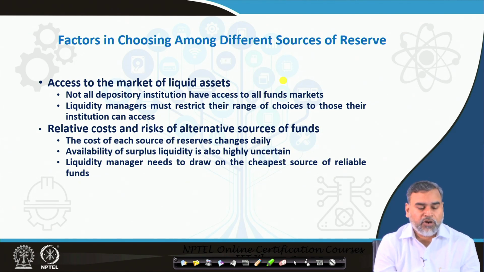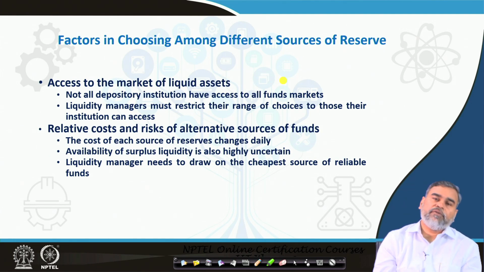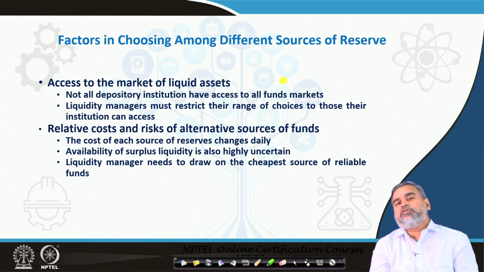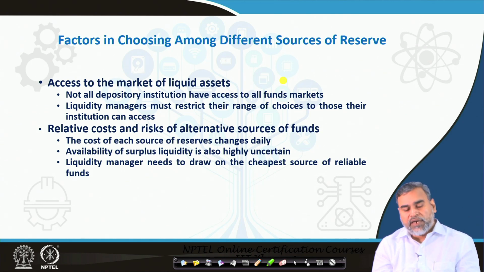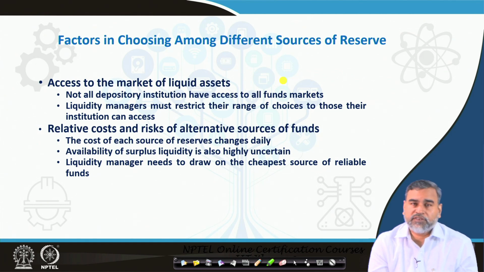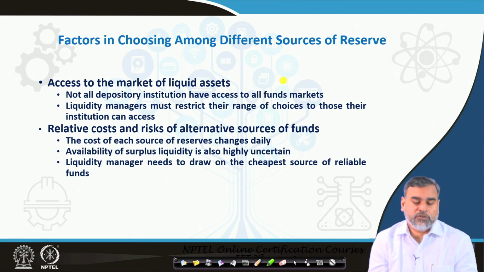Then we have the relative cost and risk of alternative sources of funds. Whenever we are raising funds from different sources, every source has a cost. Some costs are implicit and some are explicit, and there are certain kinds of cost which are very difficult to measure, but still there is a certain kind of risk involved. So, the cost of each source of reserves changes daily, because of change in the deposits and other things; the cost of each source of deposits also changes frequently.